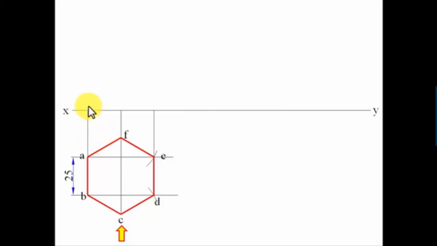Exactly. This is going to be B dash comma A dash. This is C dash comma F dash, and this over here is D dash comma E dash. Let us join them. There you go. So step 1 is over, where we initially assume that this entire surface is resting on HP. Based on that assumption, its front and top view has been made.